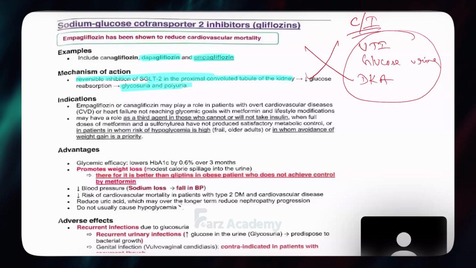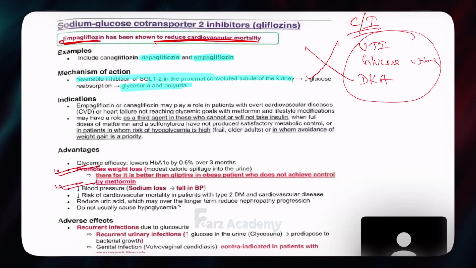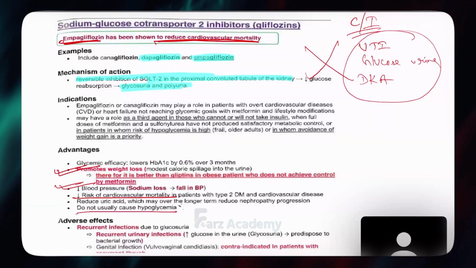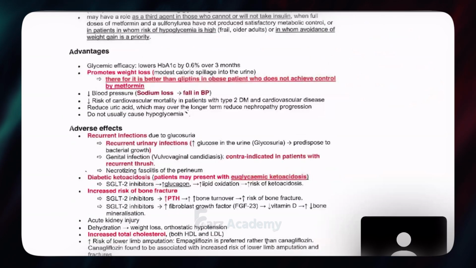This is one bad thing. The good thing is that these drugs have also been shown to reduce cardiovascular mortality. That is why these drugs are becoming so common. Similarly, another good thing is that they promote weight loss, cause sodium loss and a fall in blood pressure, reduce the risk of cardiovascular mortality, as I said, and do not usually cause hypoglycemia. They also reduce uric acid. The main adverse effects are recurrent UTI and genital infections, vulvar infections, and thrush also. Diabetic ketoacidosis, recurrent thrush, recurrent UTIs, increased total cholesterol, and acute kidney injury.